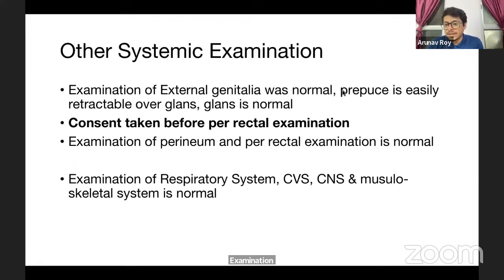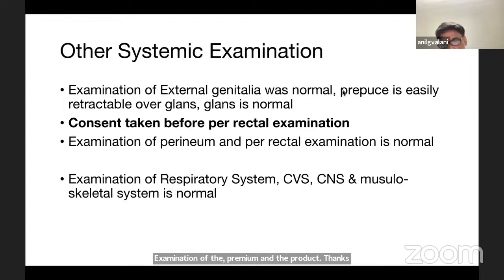Examination of the external genitalia is also normal. The prepuce was able to retract with the glans easily, and the glans is normal, sir. Consent was taken before per-rectal examination. Examination of the perineum and the per-rectal examination is also normal. The examination of the respiratory system, CVS, CNS, and the musculoskeletal system is also normal, sir.